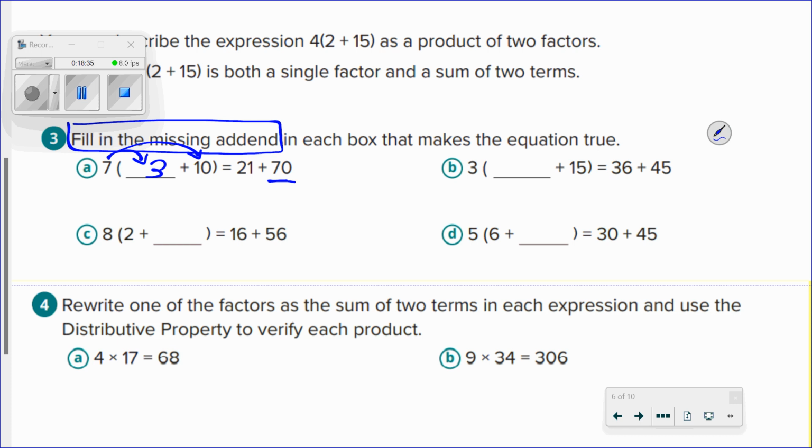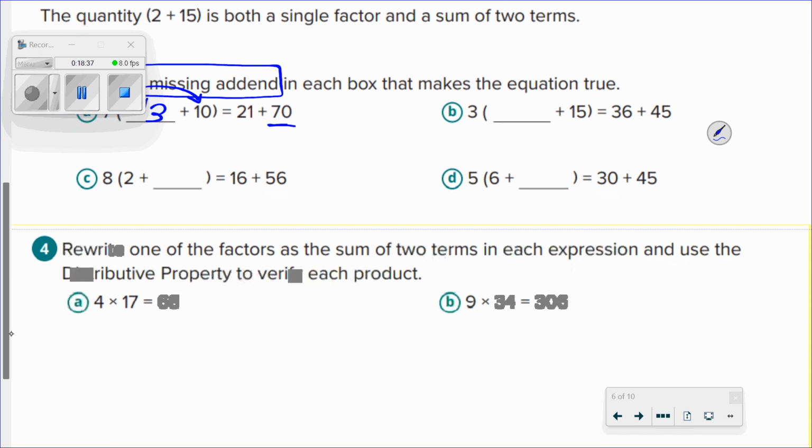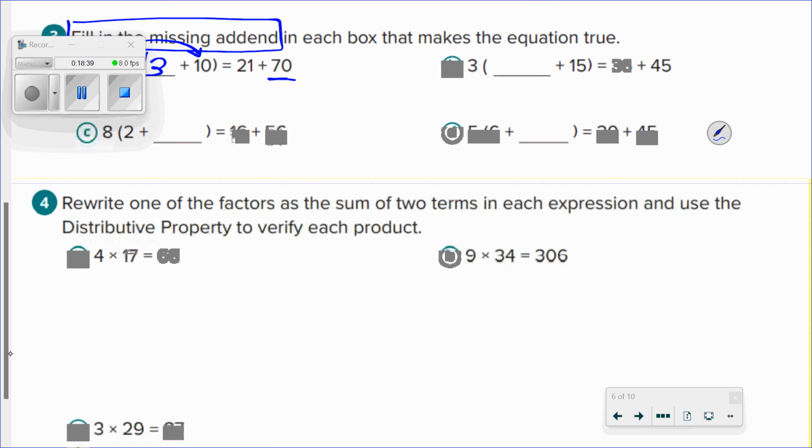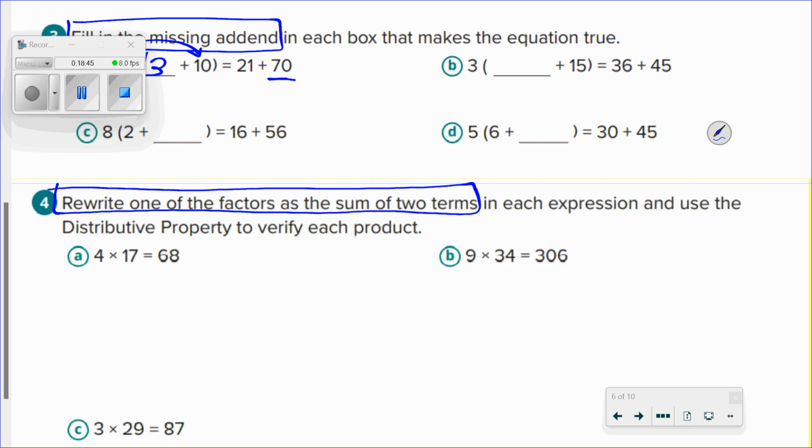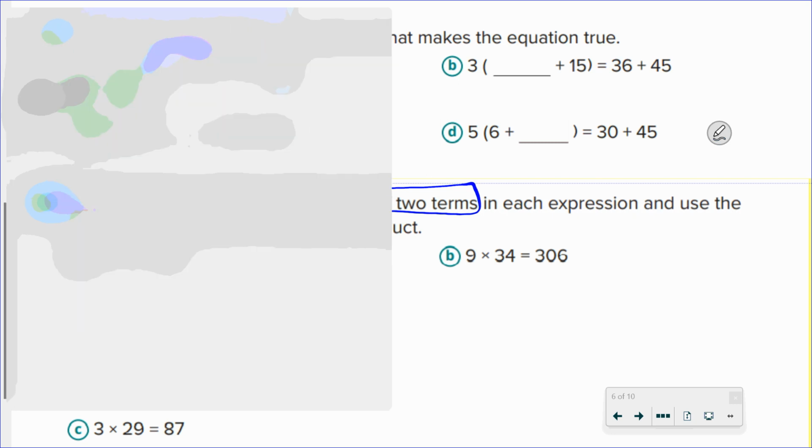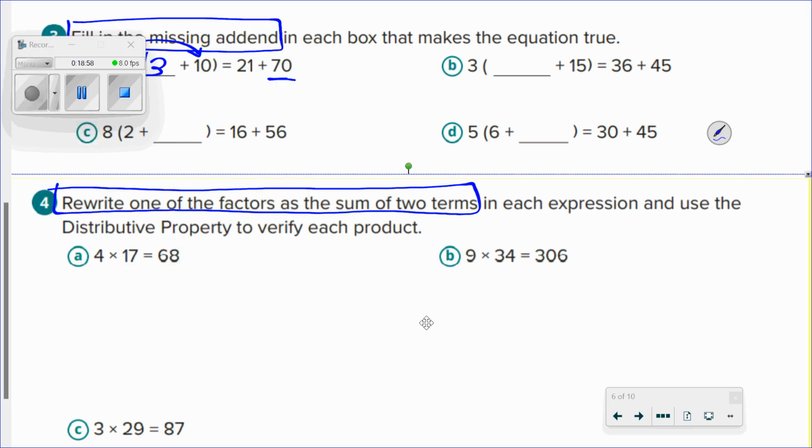All right, and let's look at number 4. I'm going to do one with you here as well before you start working. It says rewrite the factors as the sum of 2 terms in each expression and use the distributive property to verify each product. So this one we're doing backwards. They give us a multiplication problem and an answer. They want us to write it using the distributive property. So what is going to go on the outside of the parentheses?